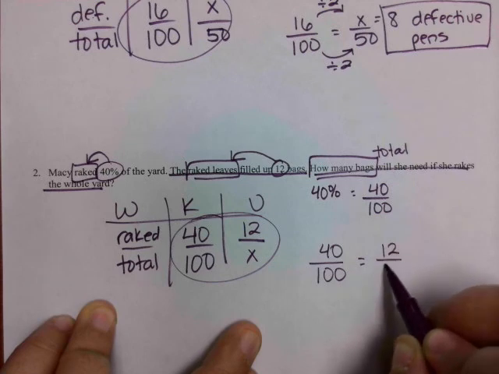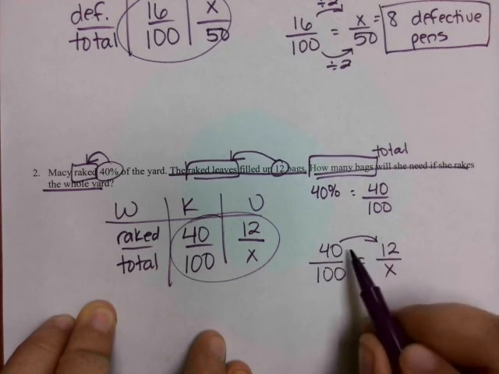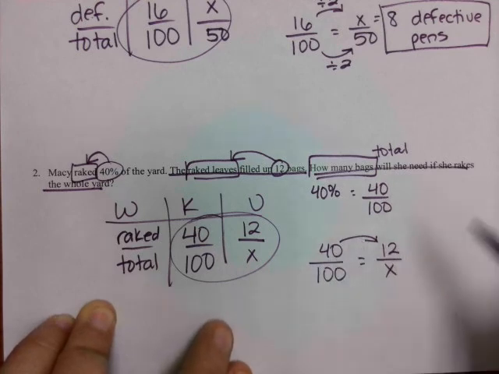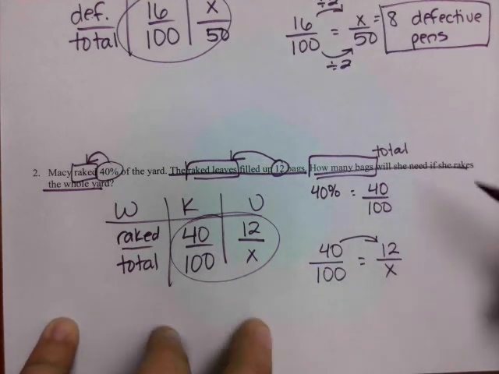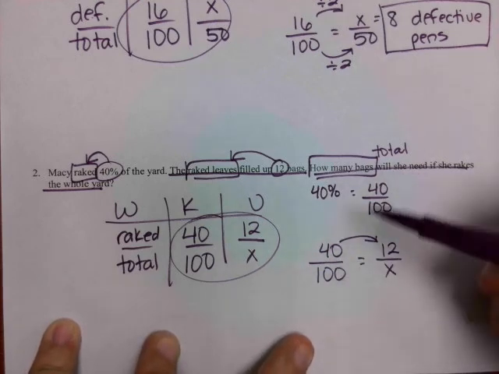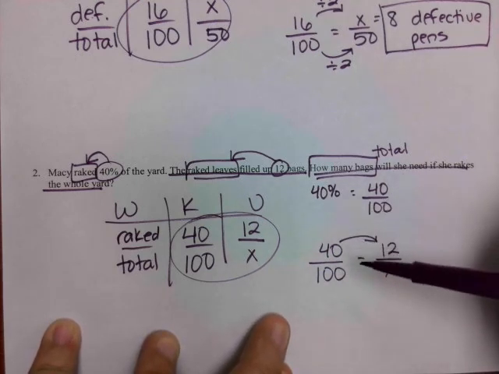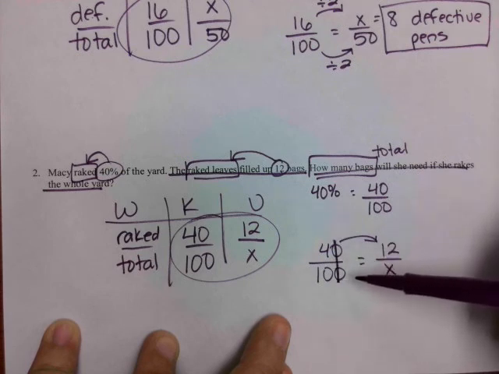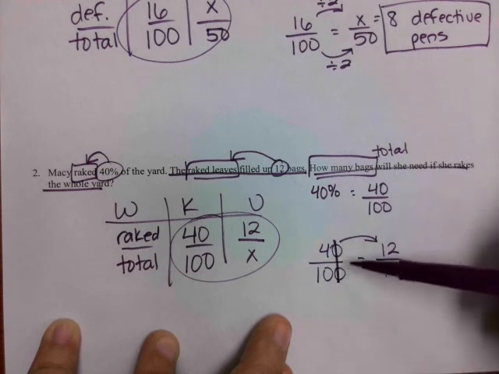And now we can solve. But when you look here, there's no relationship going from 40 to 12. 40 divided by nothing will get me 12. That doesn't mean we did it wrong. We just need to simplify this fraction first. So what I'm going to do very quickly and easily is just cross off these zeros. That's the same thing as dividing by 10. Because they're at the end, we can do that.